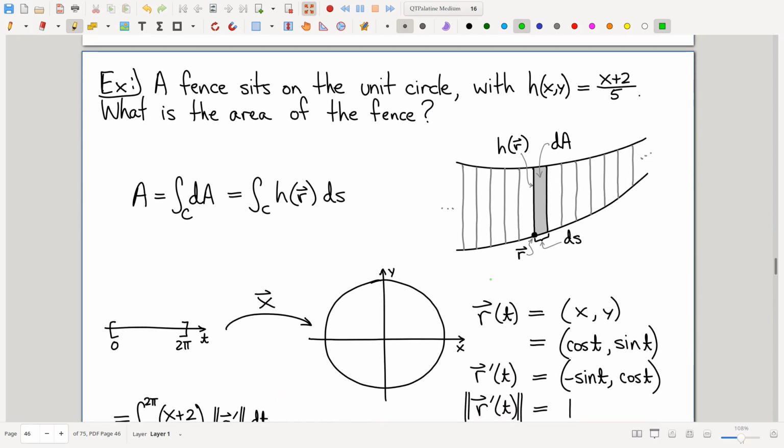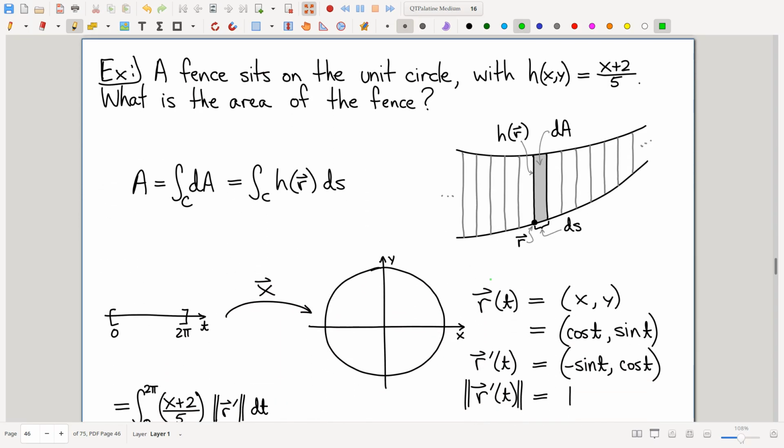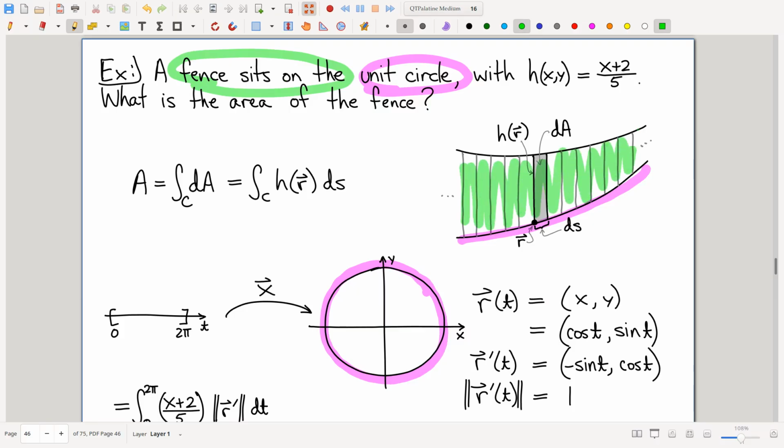Okay, next question. We're going to consider a different scenario. Here we have the unit circle, and here's a portion of that unit circle just for visual convenience. And we have a fence sitting on top of the unit circle. So, for whatever reason, I've got a plot of land here, and I want to put a fence around that land. The weird thing about it is the height of the fence is not going to be constant. For some reason, I want the height to be greater over here and lower over here.